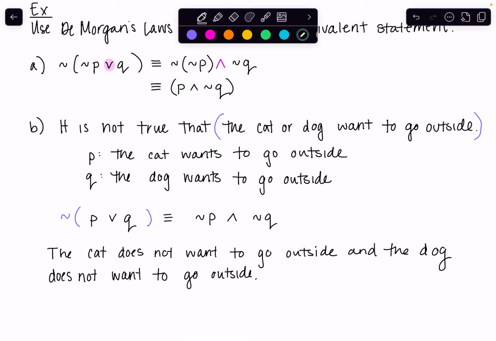So again, it's just very convenient for us. We don't have to do as much work. I don't need to do tons of truth tables. I'm just applying this law to make life a little bit easier.